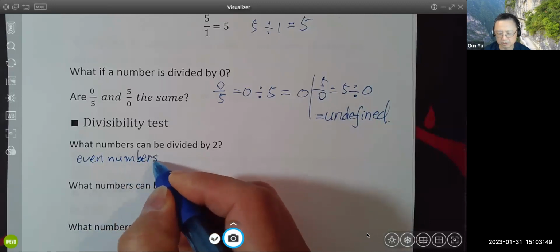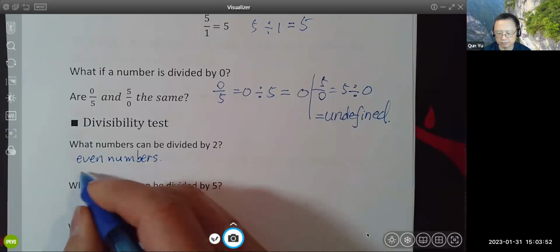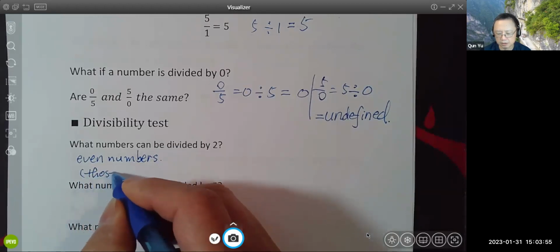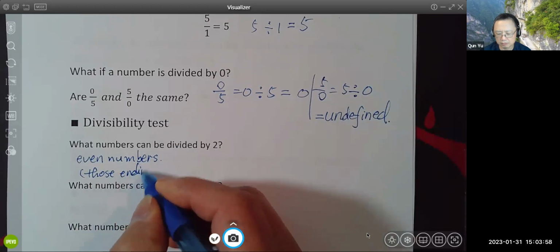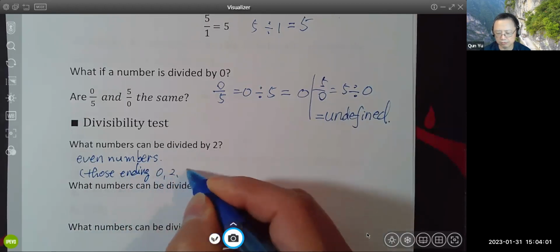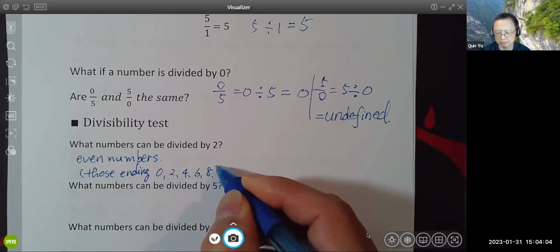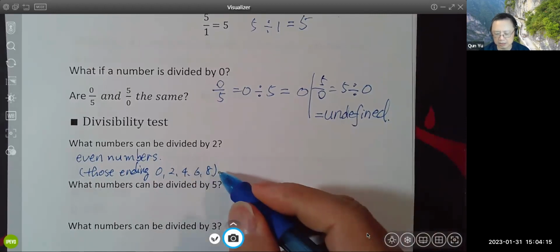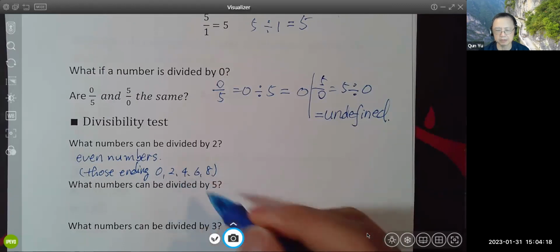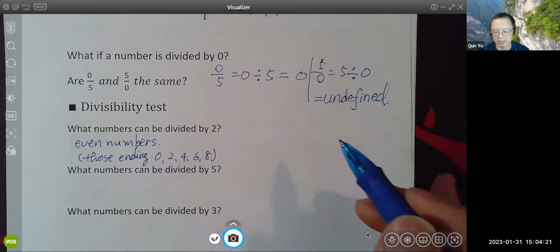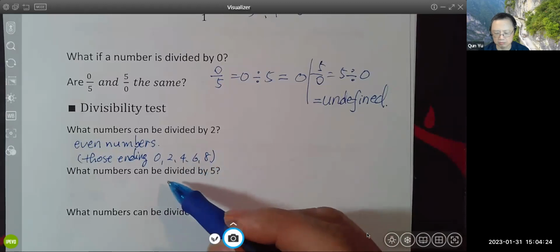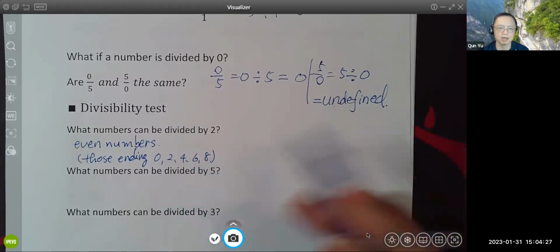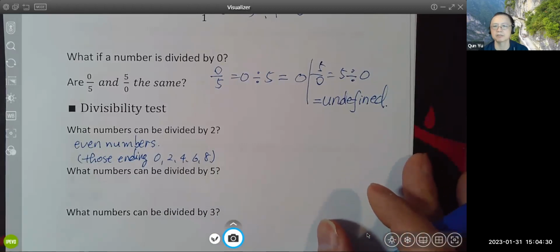What are the even numbers? Even numbers are those ending with either 0 or 2 or 4 or 6 or 8. If you have a number ending with one of these digits, it's an even number, and that number can be divided by 2. But we want to dig a little bit deeper into this, into why even numbers can be divided by 2. After we understand the reason, we can do something similar for these two rules. We understand them all. They follow the same logic, basically.